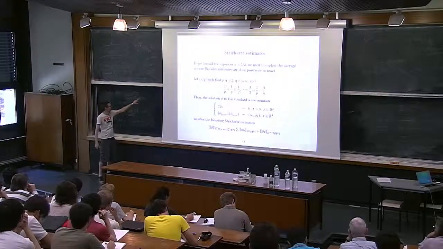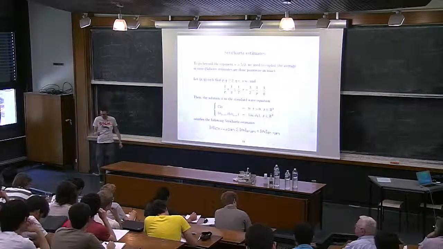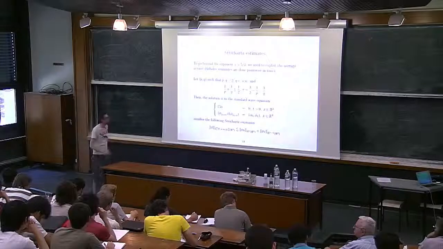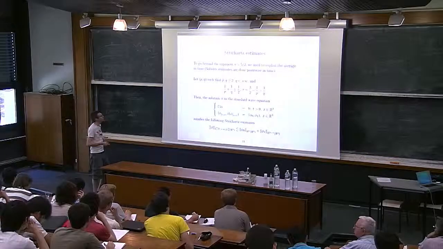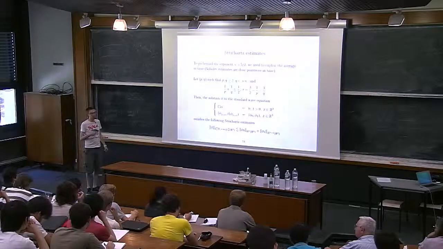Okay, so instead of using L infinity in time, L infinity in x, now you want to use L2 in time, L infinity in x. Okay, and you want to use this to improve on the previous method. So let me remind you what Strichartz estimates are in dimension 3. And here we'll start with the semilinear case.